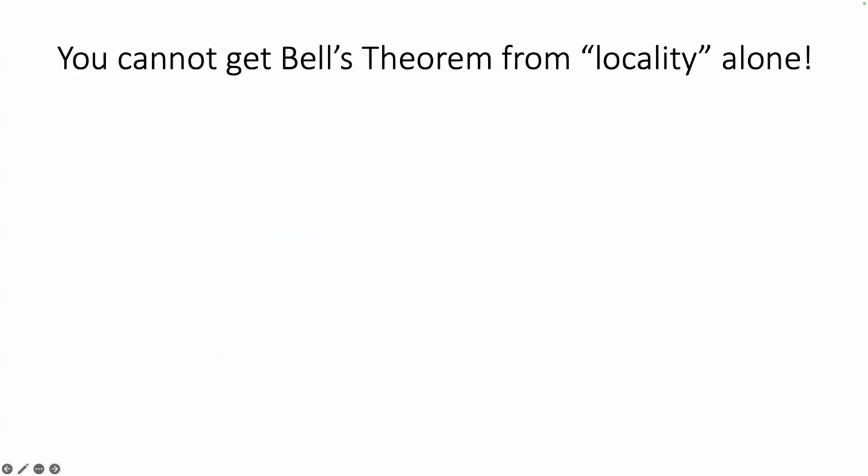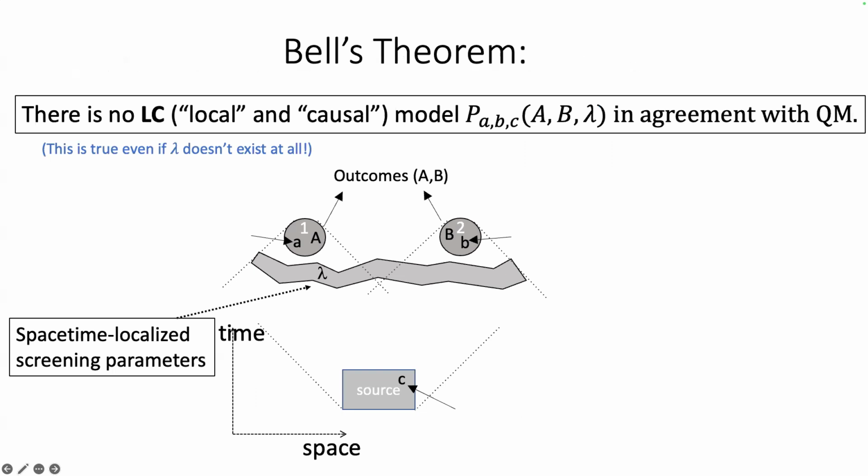I guess the only reality assumption you could imagine is to assume that there is some reality here where you say, okay, I'm going to give that up. I'm going to throw out lambda. So there's no lambda anymore. And now there's still no local causal model to explain quantum mechanics. It doesn't help you. So you've got to give up one or the other.